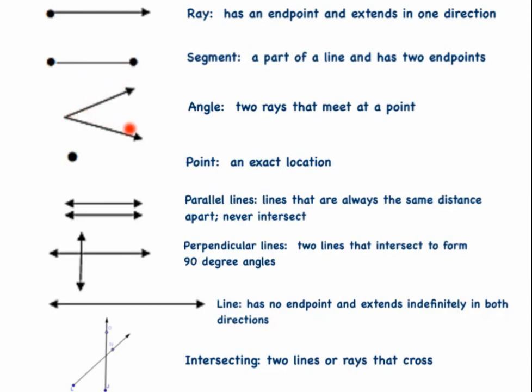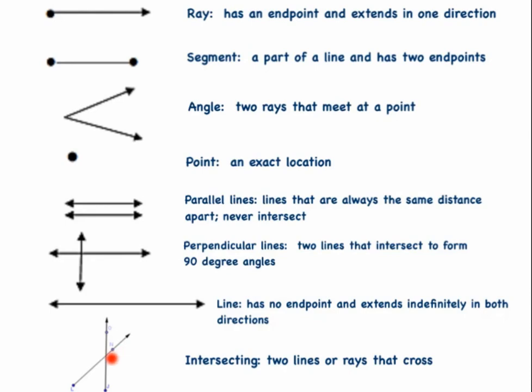An angle is made up of two rays that meet at a point, and a point is an exact location. Parallel lines are lines that are always the same distance apart and they never intersect. And of course we represent lines with an arrow on each end. Perpendicular lines are two lines that intersect to form 90-degree angles. Of course, a line has no endpoint and it extends indefinitely in both directions.